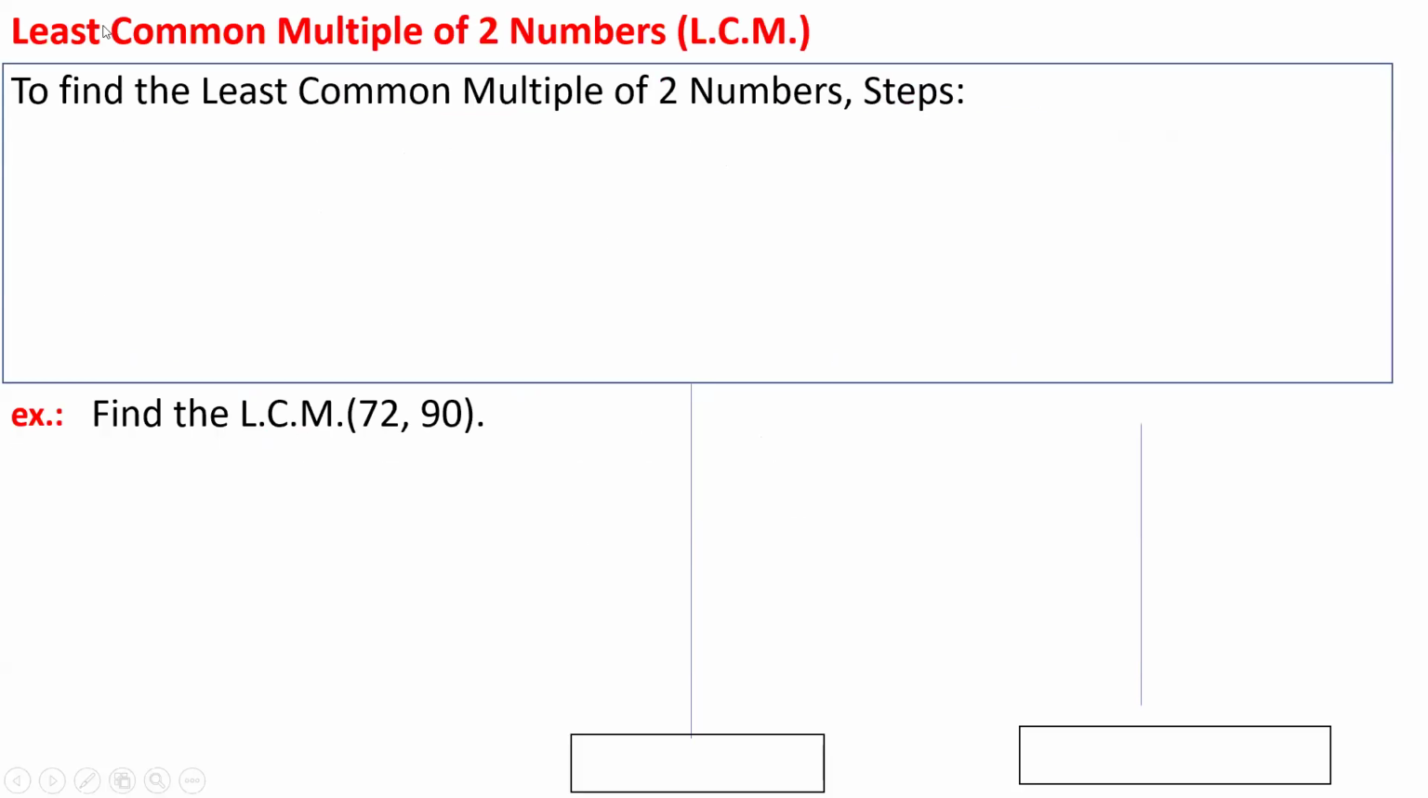Now, if I have two numbers, any two numbers, I can find their least common multiple. Let me remind you again of the word multiple. What do we mean by multiple of a number? If you multiply a number by any other number, the answer of multiplication is called the multiple. For example, if you multiply 6 by 2, the answer is 12. So 12 is a multiple of 6 and a multiple of 2.